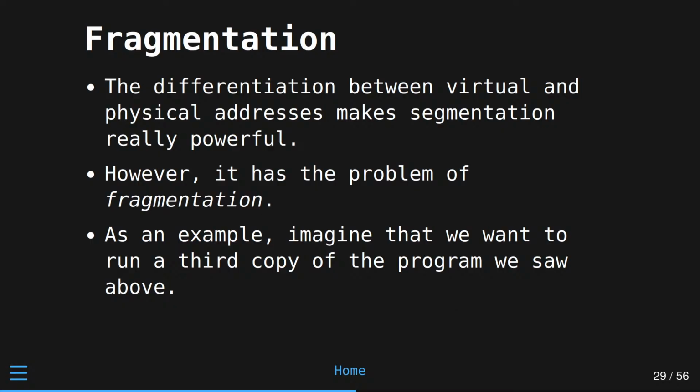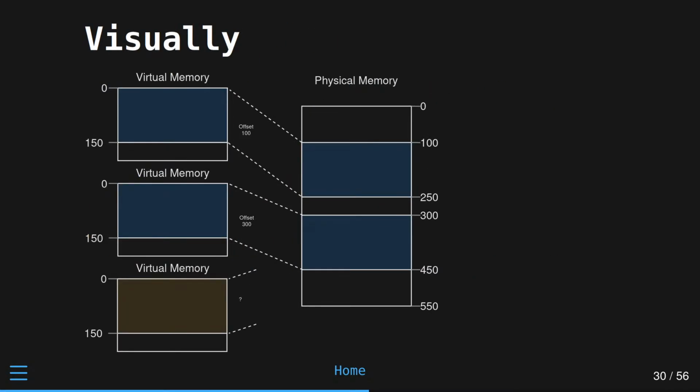The differentiation between virtual and physical memory addresses makes segmentation powerful. I claimed this in terms of the stored memory program. I've claimed this in terms of protection. But it leads to a problem, and the problem is called fragmentation. Fragmentation is extremely easy to demonstrate. I sort of already demonstrated it. Here we have 550 units. I'm assuming they're bytes. They could be words.